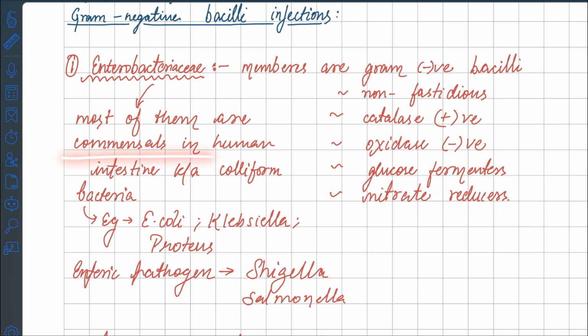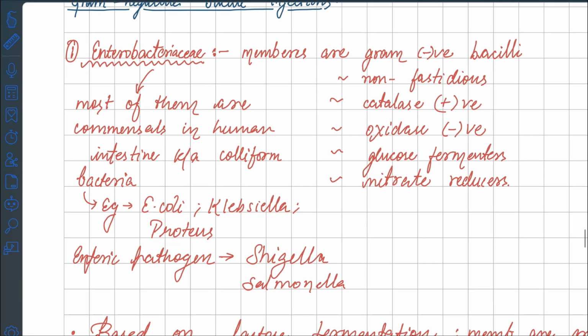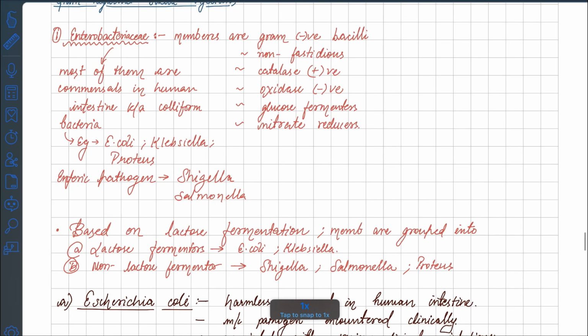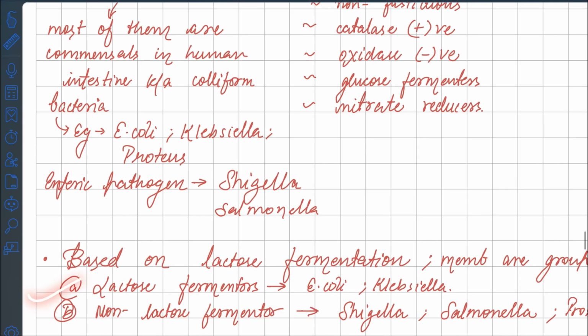Most of them are commensal in human intestine, and they are known as coliform bacteria. Examples are E. coli, Klebsiella, Proteus. The enteric pathogens, or the bacteria which can cause disease, are Shigella and Salmonella. Based on lactose fermentation, these members are grouped into lactose fermenter and non-lactose fermenter. Remember, these examples of lactose fermenter and non-lactose fermenter are asked very frequently in vivas. Lactose fermenters are E. coli and Klebsiella. Non-lactose fermenters are Shigella, Salmonella, and Proteus.